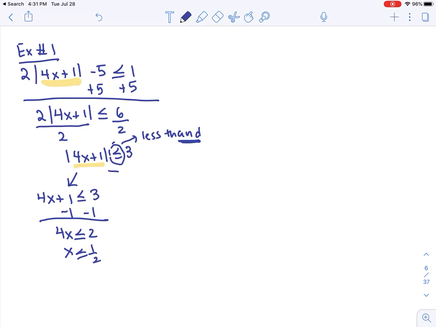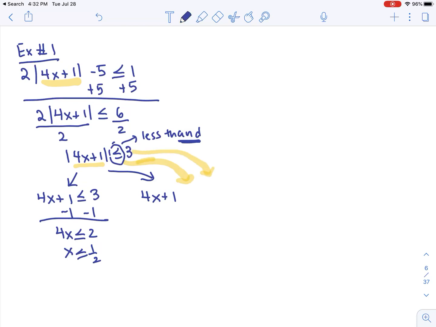Now the other inequality I'm going to set up, this is the part that some students will make a mistake on. You want to keep the absolute value expression inside the absolute value symbol the same. We're not going to negate that or make that negative. We're going to keep it as 4x plus 1. And I'll just show you, these are the changes we're going to make.